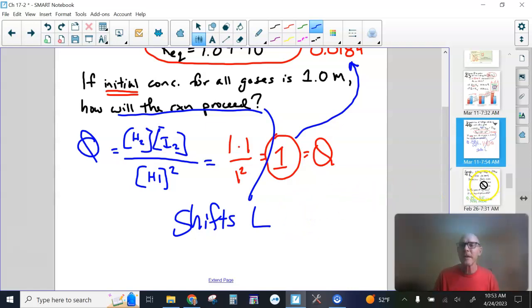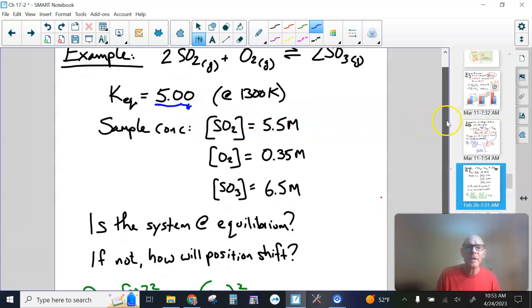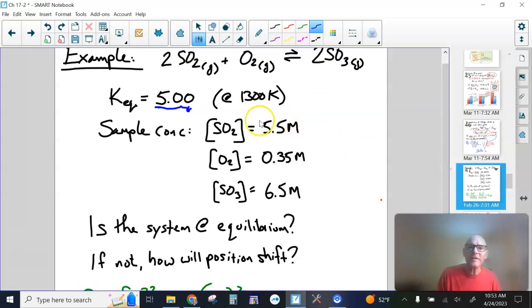Let's do another one. Same exact problem, but we'll do it with more complicated numbers instead of ones. So here's another. This is homogeneous equilibrium, thankfully. It's sulfur dioxide combusting with oxygen to produce sulfur trioxide. There's the equilibrium constant, which is 5. All right, that's an easy number to remember. So is the system at equilibrium if we take a sample and we get these values right here?